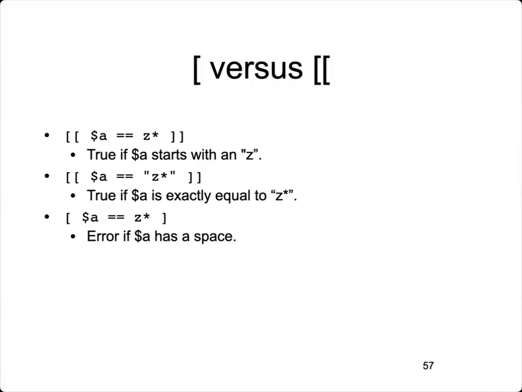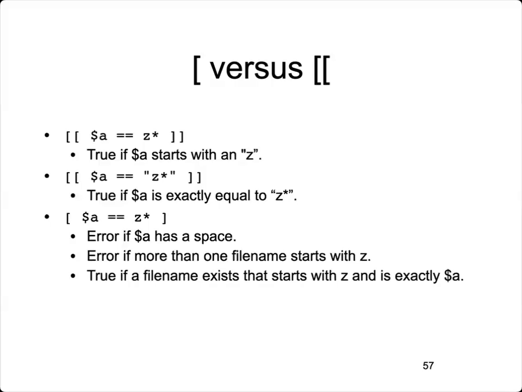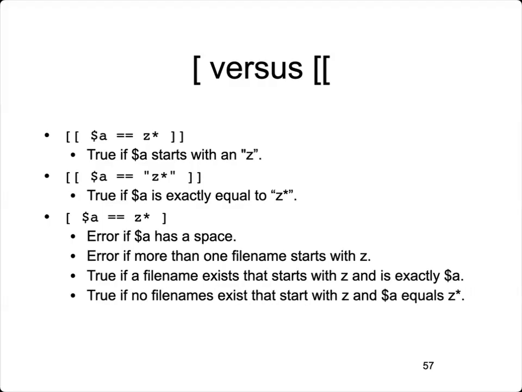This will error if A is a space, has a space. It'll error if more than one file name starts with a Z. It'll be true if a file name exists and starts with Z and is exactly $. I can't remember what that is, not quite. And true if no file names exist that start with Z and A equals Z asterisk. So it's just an edge case soup right there with that single square bracket.